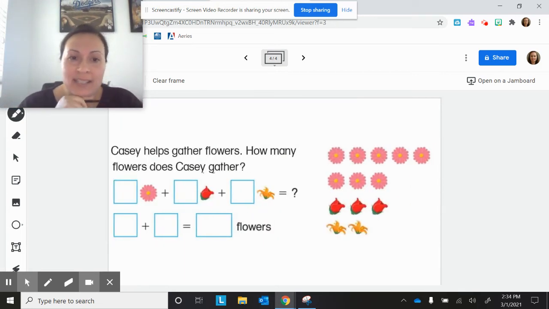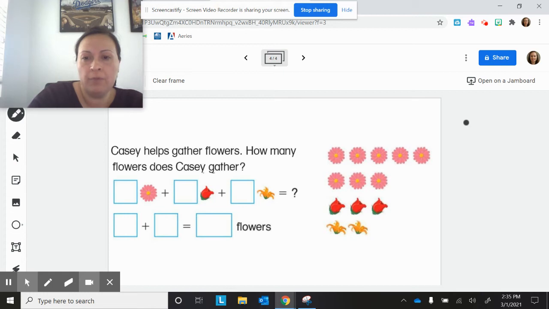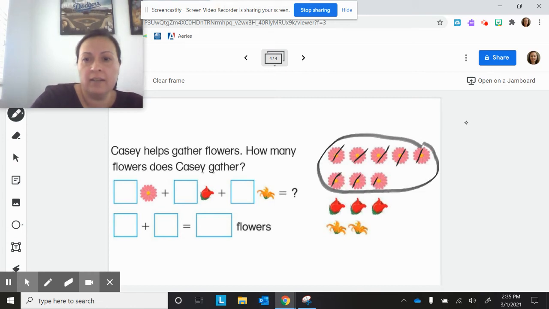Our next one says, Casey helps gather flowers. How many flowers does Casey gather? Well, let's take a look. Let's count her flowers, her pink, beautiful flowers. 1, 2, 3, 4, 5, 6, 7, 8. She has 8 flowers.